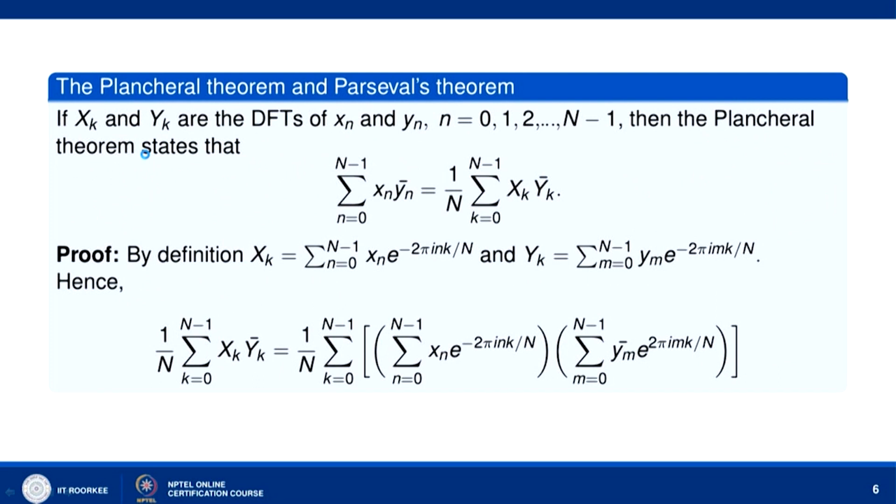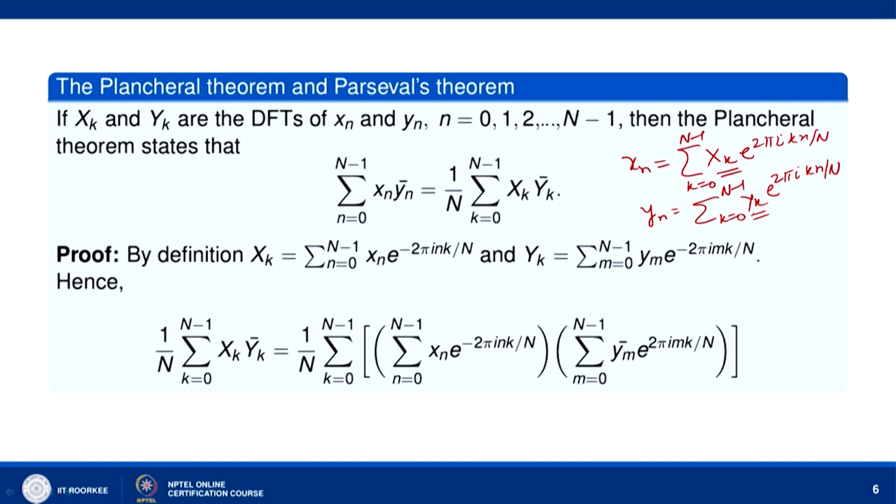Now, let us discuss the Parseval's theorem, Plancherel theorem and Parseval's theorem. Suppose X k and Y k are discrete Fourier transforms of x n and y n. Okay. So, x n equal to sigma k equal to 0 to N minus 1 X k e to the power 2 pi i kn by N, and y n will be equal to similarly sigma k equal to 0 to N minus 1 Y k e to the power 2 pi i kn by N. Okay. So, those X k, Y k are discrete Fourier transforms of the sequences x n, y n.